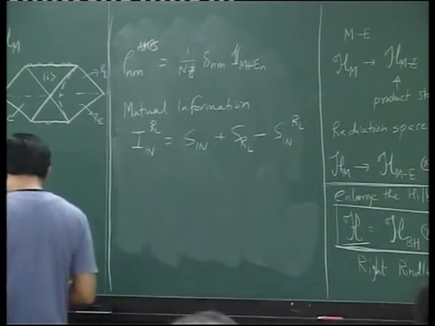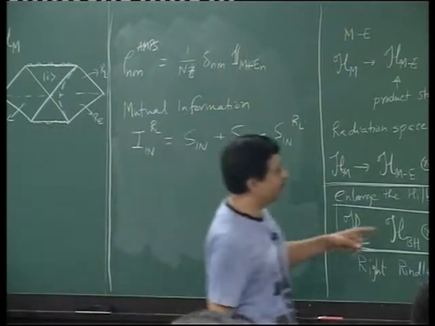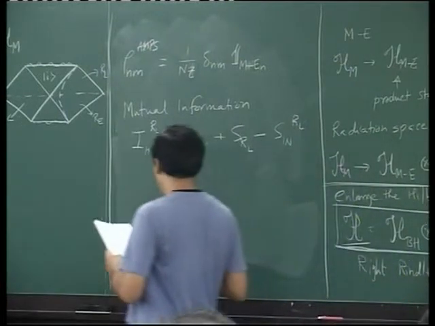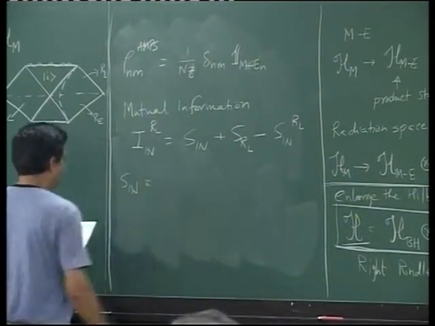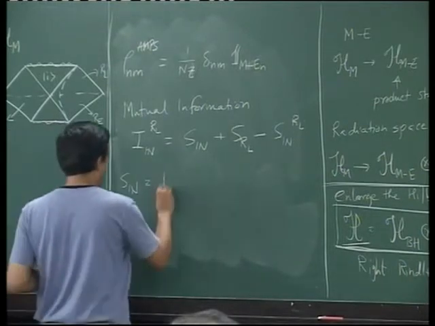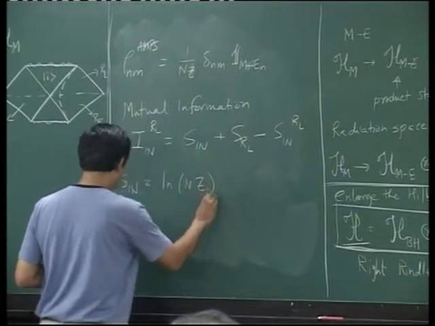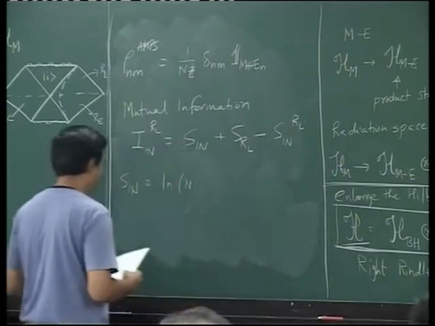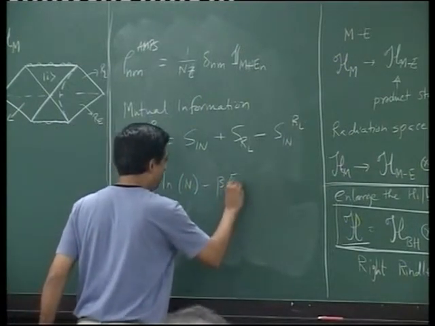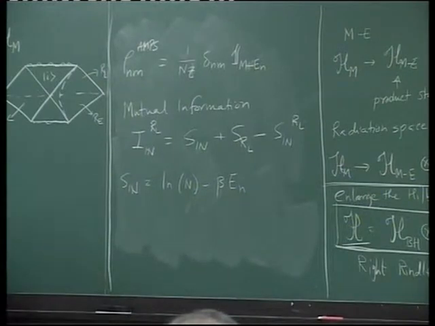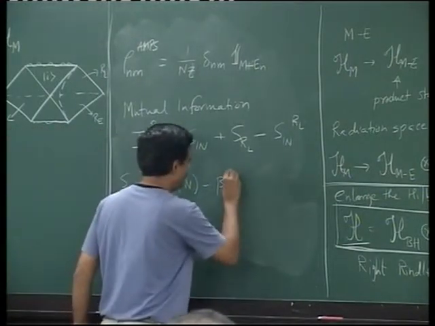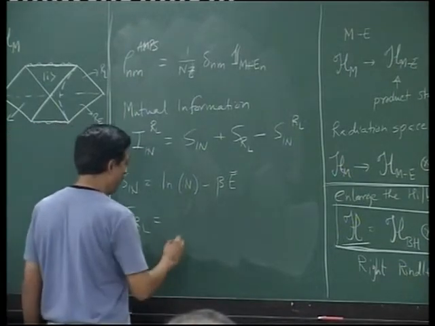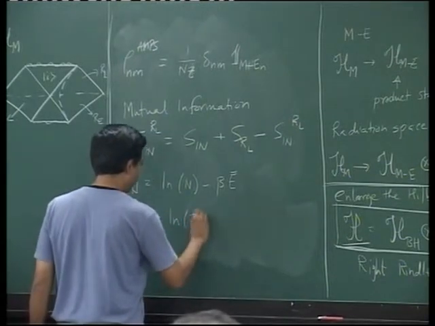Okay. So we can compute within the AMPS picture, which is basically starting from this point onwards, taking everything to be maximally entangled. The black hole entropy is going to be log of nZ. Sorry, the black hole entropy is not that. The black hole entropy is log of n minus beta En. I don't even have to take En, I could just take some average energy. Then the radiation entropy is going to be log of Z plus beta E bar.